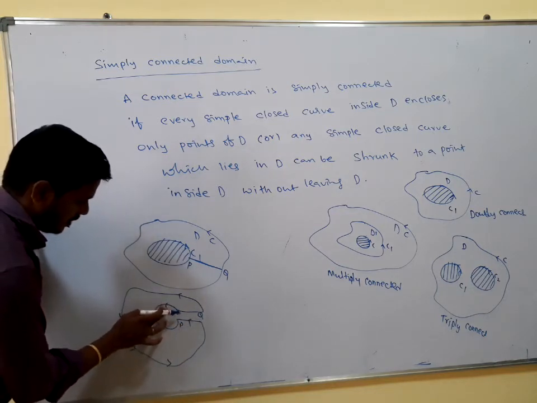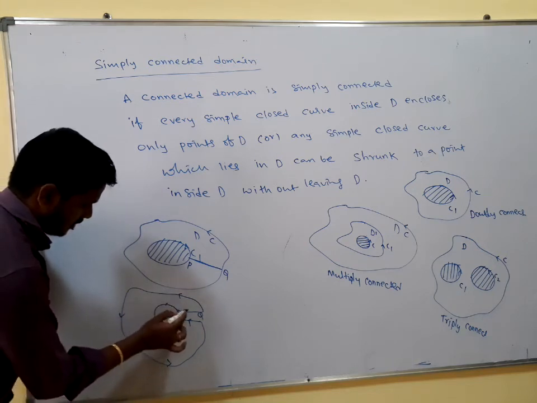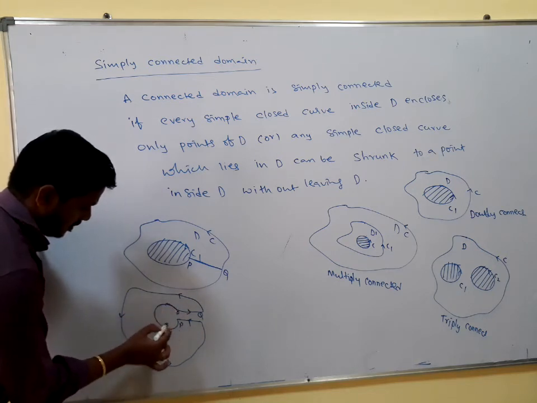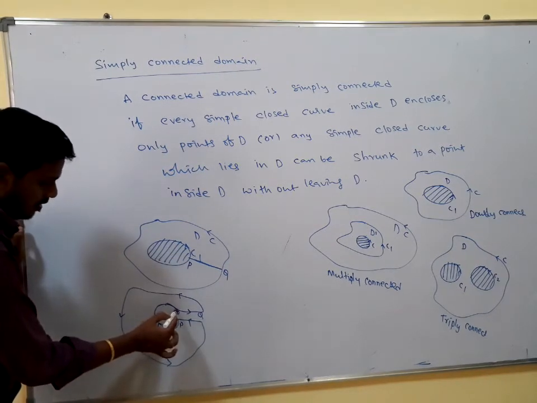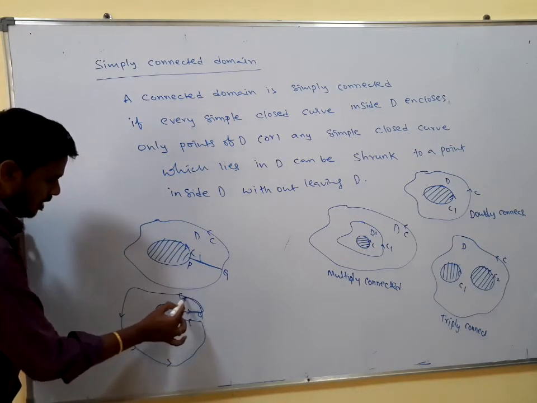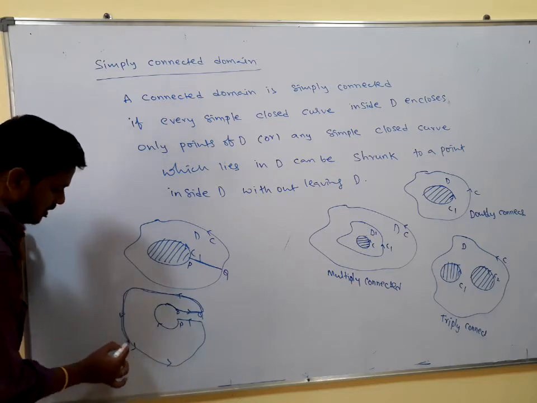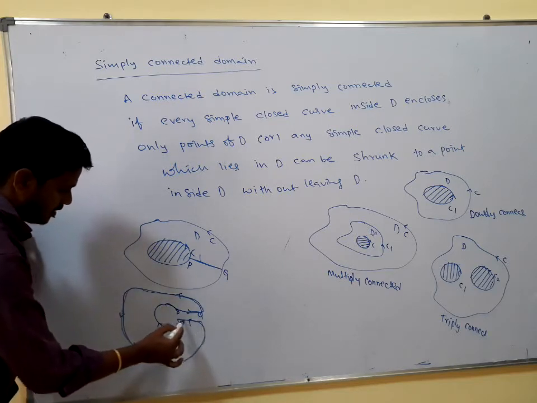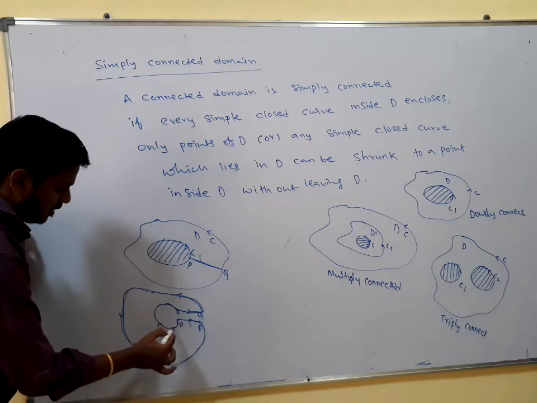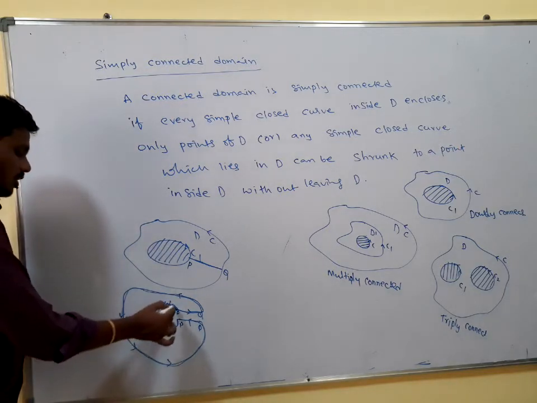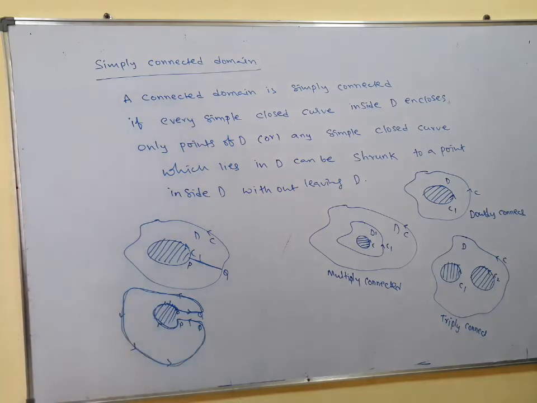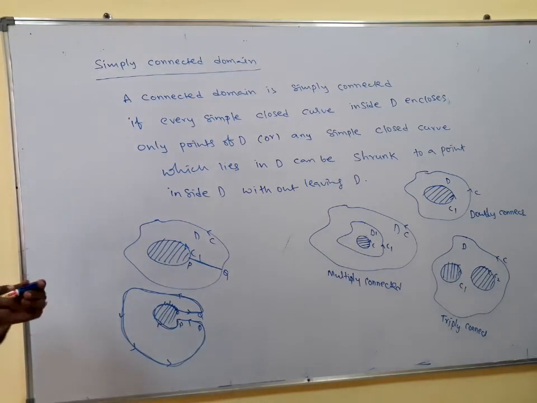Sorry, not this way, this is the way. If I am starting here, P to Q along the path like this, see, here it is Q to P, 2P, right? The doubly connected domain is converting into a simply connected domain, right?